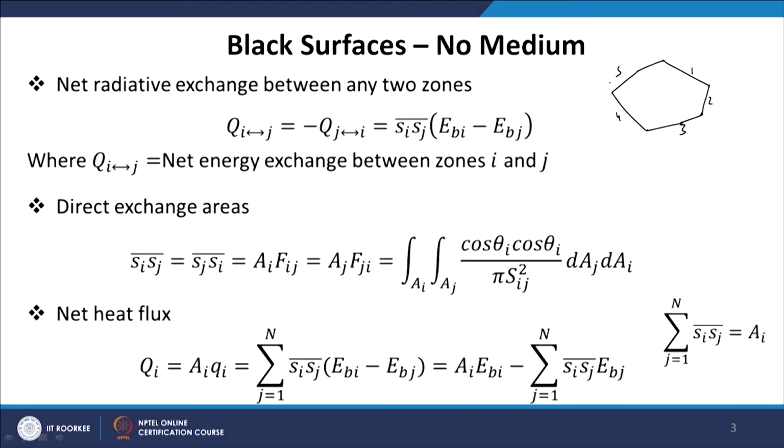So, Qij is equal to minus Qji, which is equal to Sij times (Ebi minus Ebj). This is similar to what we did in the net radiation method. We write the energy transfer between surfaces as the difference between their emissive powers, Ebi minus Ebj, multiplied by a view factor and area. Here we have combined the view factor and area together and we call it the exchange area.